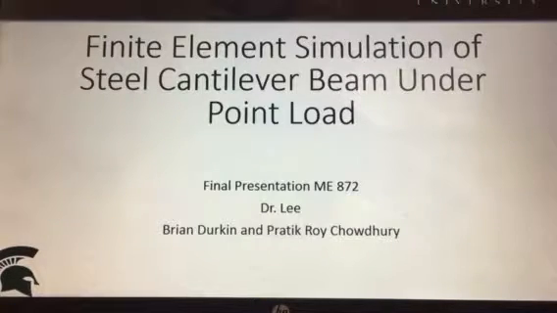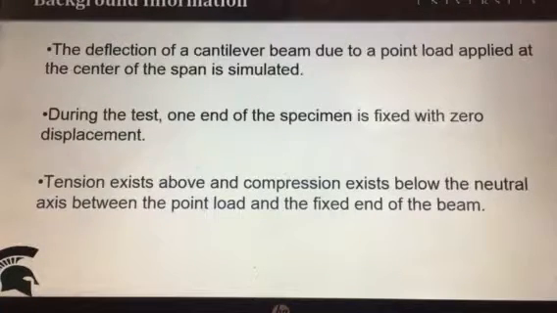The finite element simulation of a steel cantilever beam under a point load. The deflection of a cantilever beam under a point load applied at the middle of the span is simulated. During the test, the fixed end will have zero displacement, and tension will exist above the neutral axis, while compression will exist below the neutral axis.